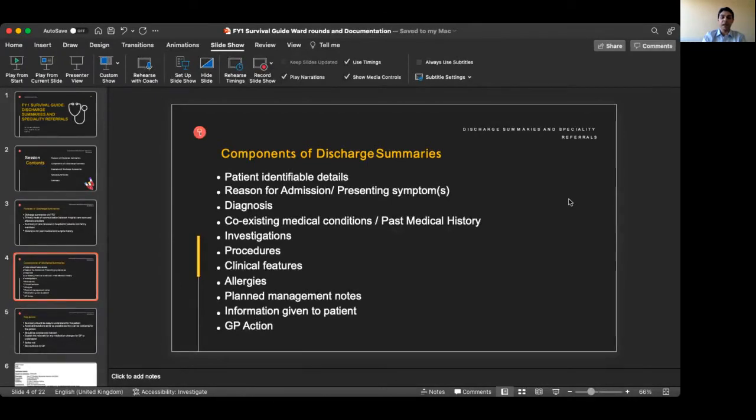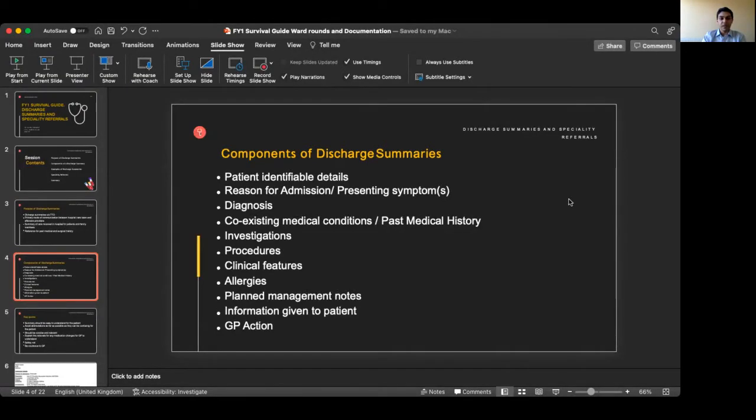Lastly, you have any actions for the GP. So that's usually where you'll request the GP to do any blood tests, review any medications, or anything that you weren't able to do whilst in hospital, that the GP could follow up on.